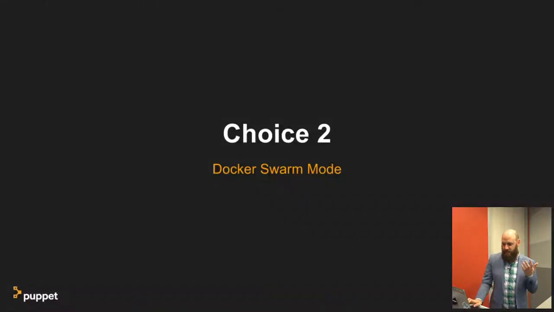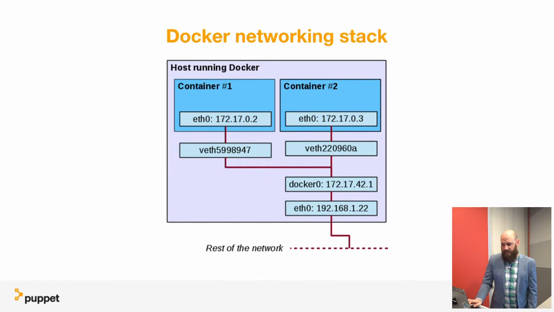So choice 2, Docker Swarm Mode, is the Docker networking stack. Basically, it's overlay by default. Again, it's opinionated. Again, it runs on the Raft distributed store that is not looked after by you. And again, it is encrypted by default. In saying that, it's very opinionated.